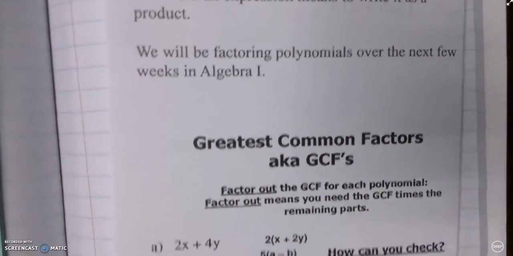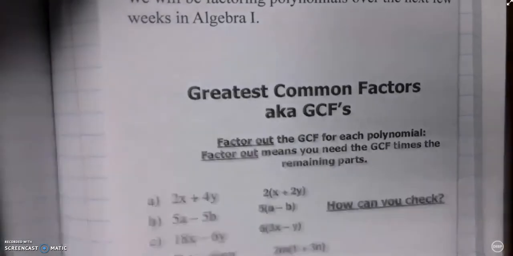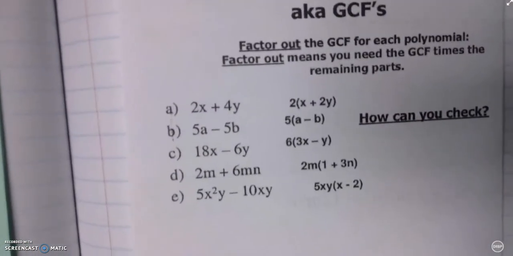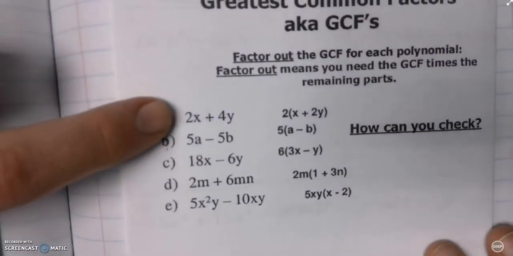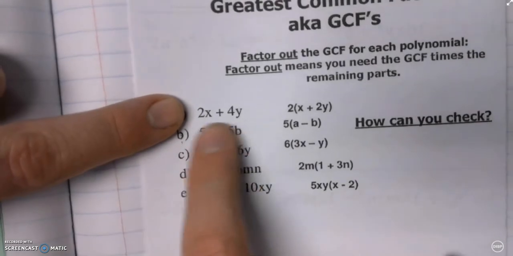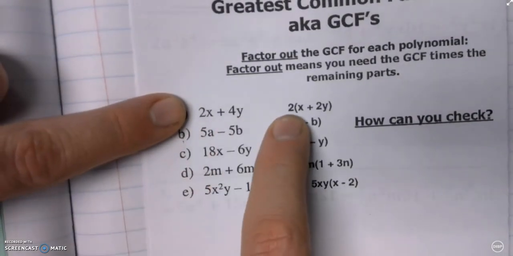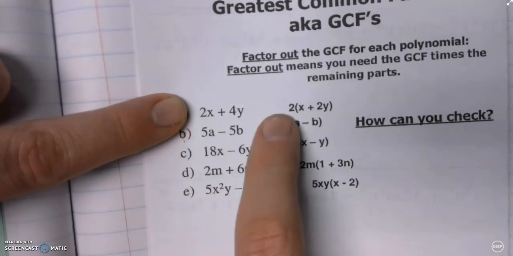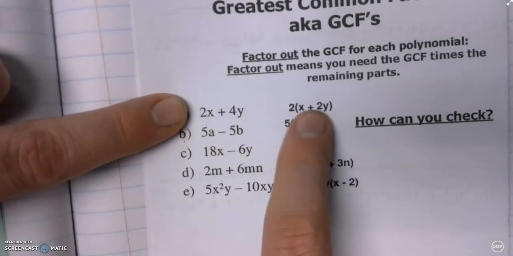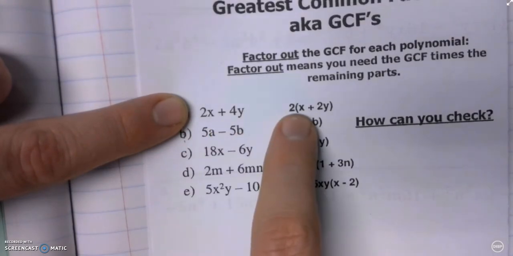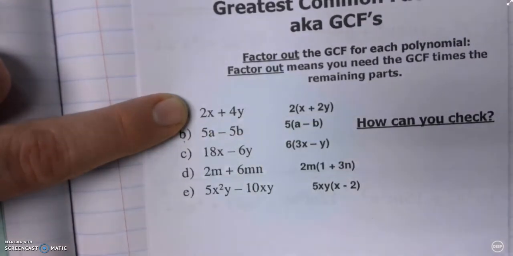So there are some basic examples here on the front of this foldable that show you examples of factoring. To factor this polynomial expression 2x plus 4y, I can find the greatest common factor, which is 2, and then rewrite the expression as 2 times whatever you would multiply by 2 to get 2x plus 4y. In this case, it's x plus 2y.